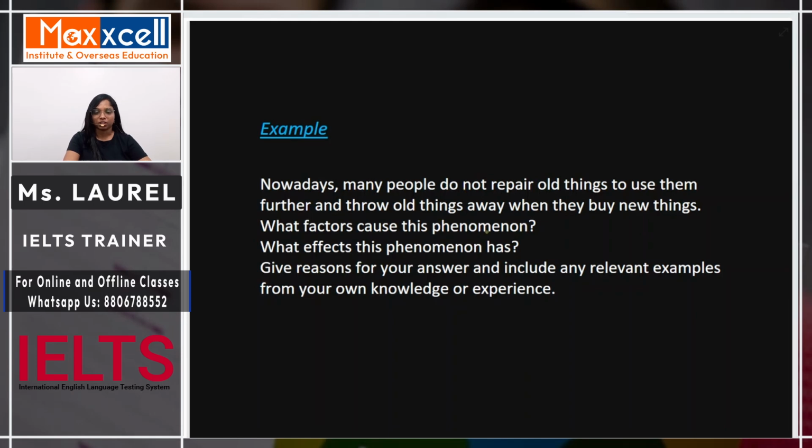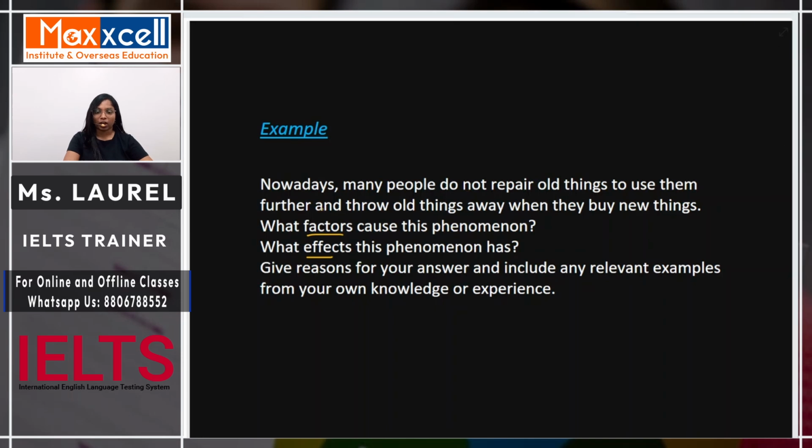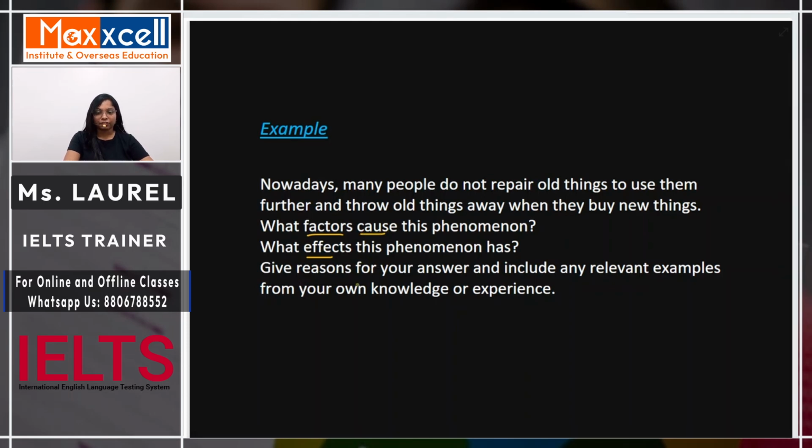So the question here is what factors cause this phenomenon and what effects this phenomenon has. So now you understand that there are two questions that are asked. One is regarding the factors that cause the problem and the second thing is the effects of this particular trend. Give reasons for your answer and include any relevant examples from your own knowledge or experience. So this is what you need to do. So this is exactly the format you have for the double question type of essay.